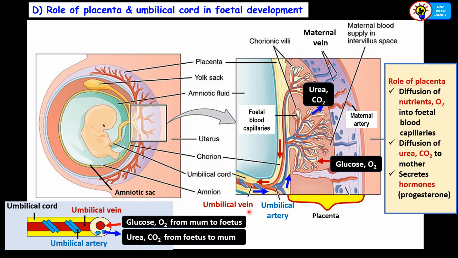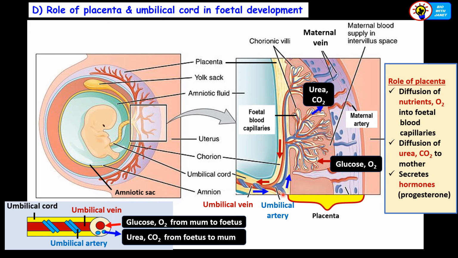So take note that the umbilical vein and umbilical artery are different from the usual ones, because the umbilical vein is rich in oxygen, but the umbilical artery contains deoxygenated blood and a lot of carbon dioxide. All right, so next, the placenta.